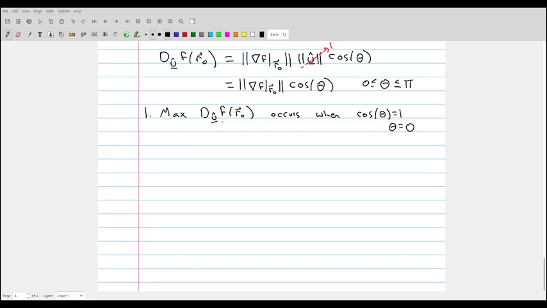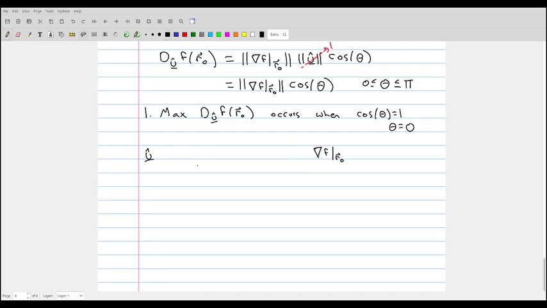And this is interesting because it tells you that when theta equals 0, the directional derivative is maximum. That means that the gradient vector at the point r naught points along u hat, or you could say u hat points along the gradient vector. The parallel in u hat is pointing in the same direction. I guess I'll rewrite that to be more specific.